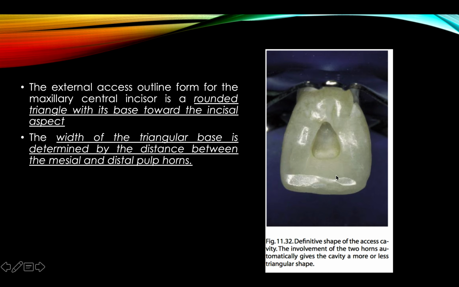This is the definitive shape of the access cavity. It is an inverted triangle with the apex located towards the cingulum and the base located towards the incisal edge, with rounded angles. The width of the base of the triangle is determined according to the distance between the mesial and the distal pulp horns.